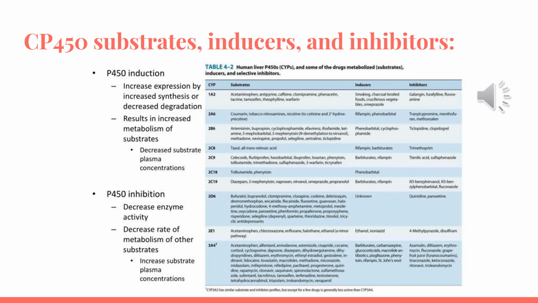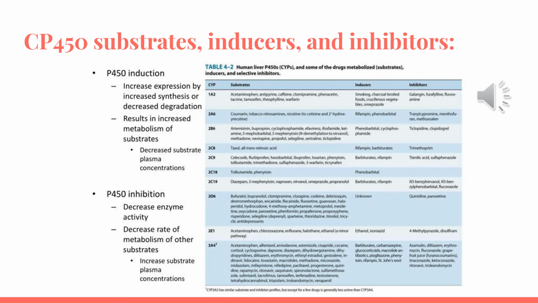Third of all, we have to check the type of enzyme alteration. If we know now that drug A alters the metabolism of drug B, now we have to know what type of alteration it is. Is it induction or inhibition? What do we mean by induction? What do we mean by inhibition?